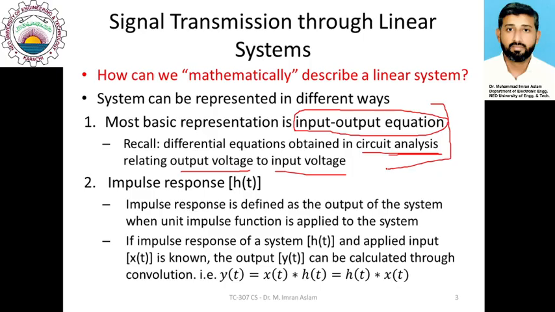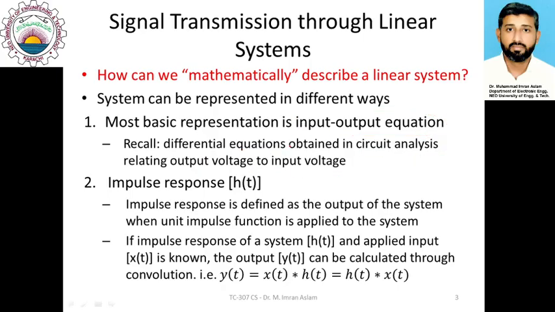In real calculation and real systems, whenever we try to form the equation of a system, typically we get a differential equation. So analog systems are generally represented by a specific type of differential equation, and by solving that differential equation you can easily calculate the output voltage or current if you are given the input voltage.